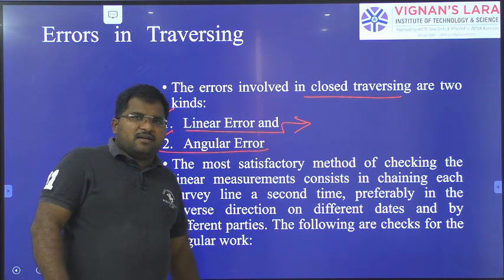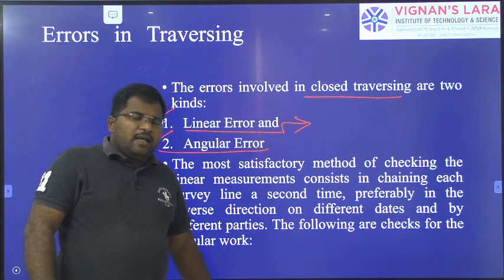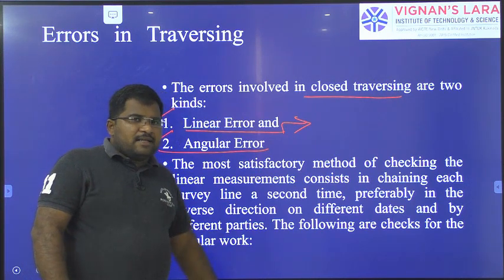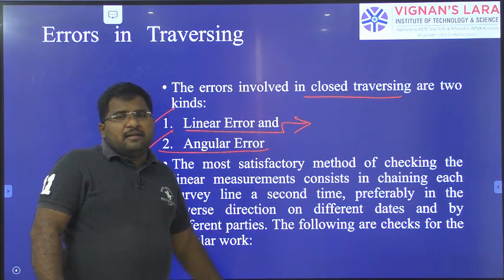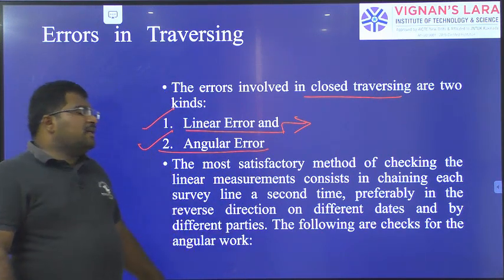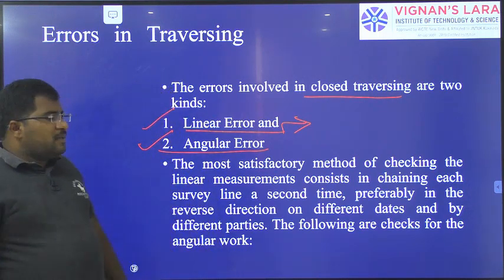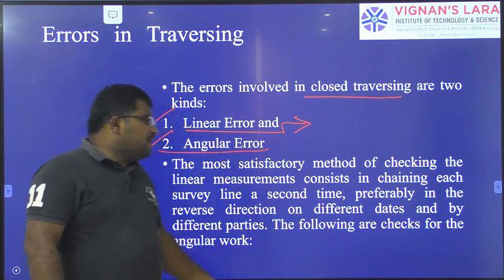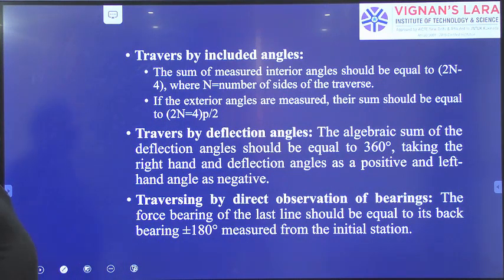Okay, there is no check. If you take any tape or chain again, with different persons, so if it's a different party, you ask them to measure it again. Then only can we find out whether there is an error in the linear measurement. The angles are checked with the help of these things.